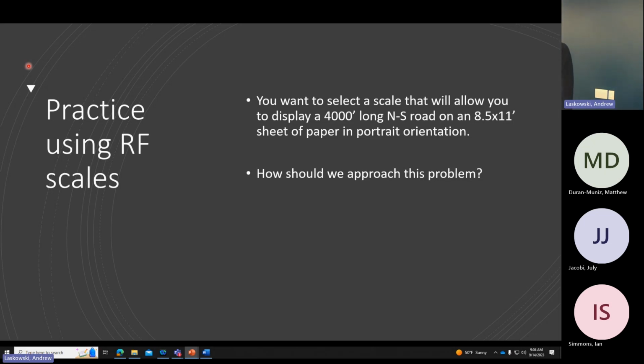So where this might matter to you is, insert new layout in ArcGIS Pro, right? If you're choosing your page size and you're inserting a map frame, it's going to ask you what scale you want to make that map frame at. And this is where this calculation would come into play. So we've got 11 inches to work with north-south, 8.5 inches to work with east-west. How should we approach this problem?